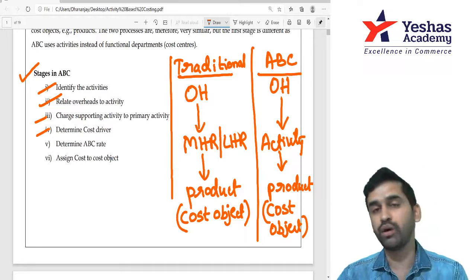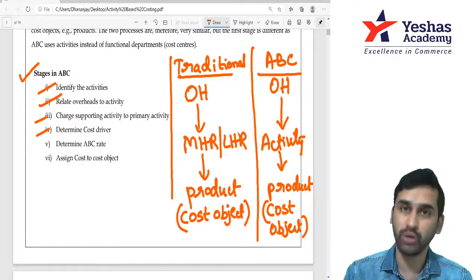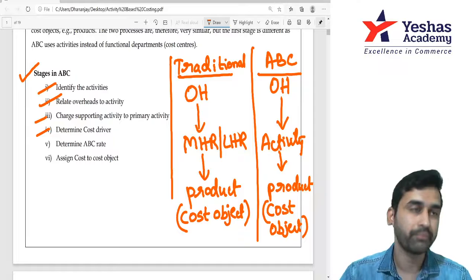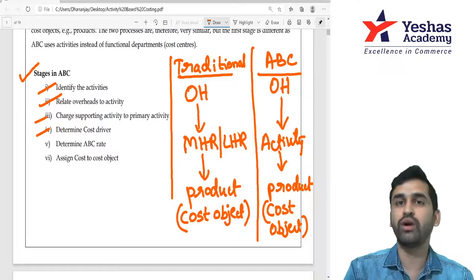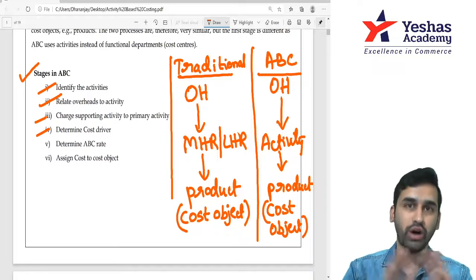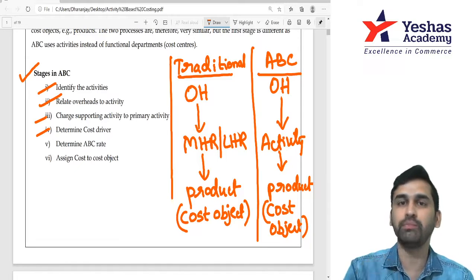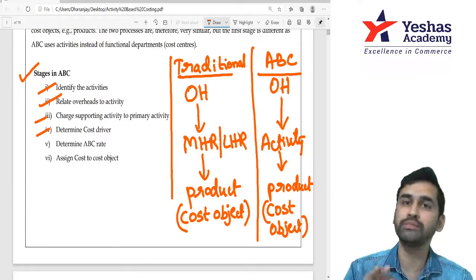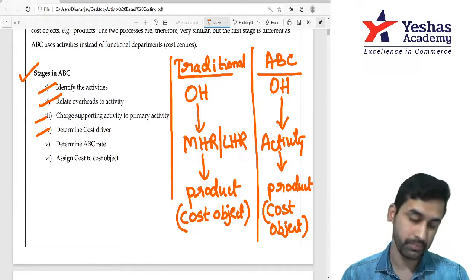Then determine the cost driver. Cost driver means what? In customer complaint management department, phone call is the cost driver. Majority of the overheads are because of the number of phone calls that we make. That means phone call becomes cost driver.